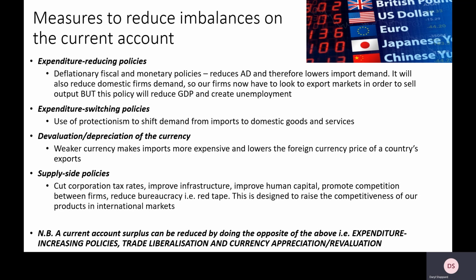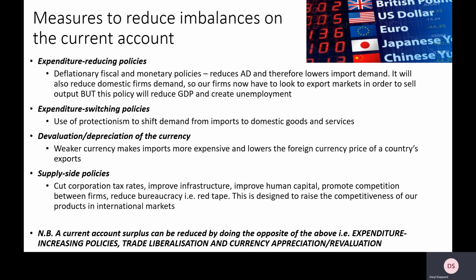Another policy, and this one you could argue is a lot more trying to tackle the actual root cause of the problem. What we know is one of the key reasons why the UK has a current account deficit is low international competitiveness. So our prices tend to be higher than what it costs to produce goods and services in different countries across the world. So supply side policies are designed to actually tackle the root cause of the problem. It's about raising the competitiveness of our goods across the world.